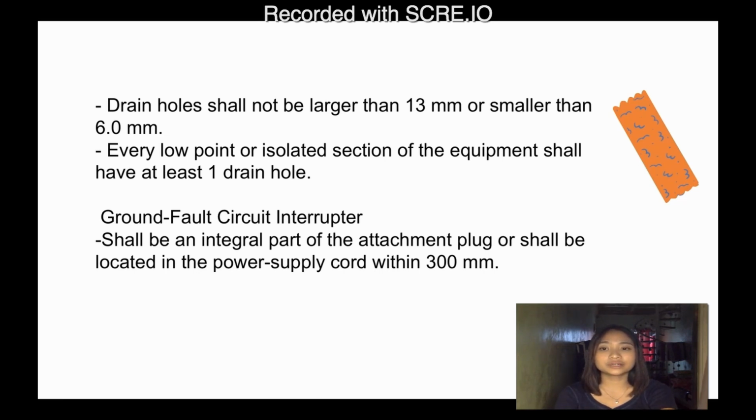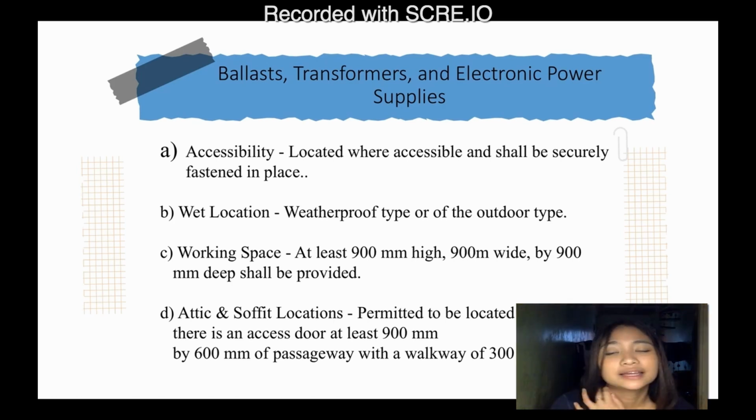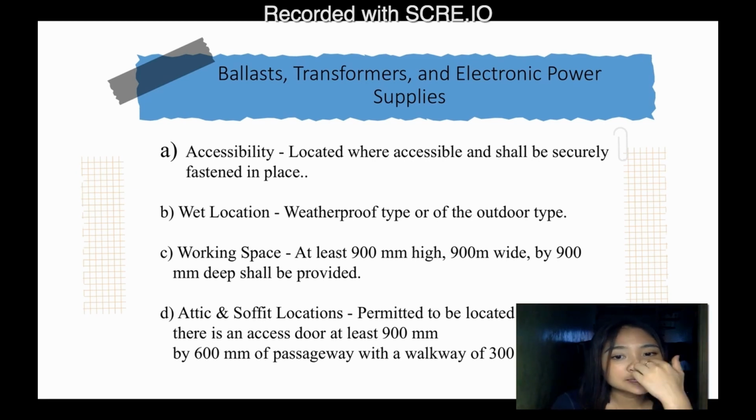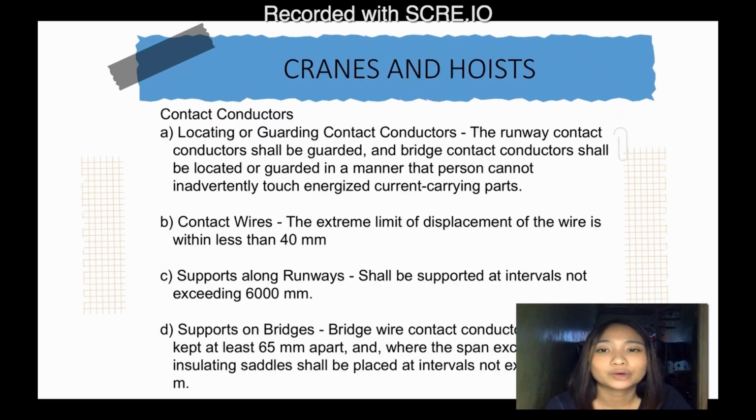A ground fault circuit interrupter shall be an integral part of the attachment plug or shall be located in the power supply cord within 300 mm. So, ballast, transformers and electronic power supplies. Letter A, accessibility: located where accessible, shall be securely fastened in place. Wet location: weatherproof type or the outdoor type. A working space at least 900 mm high, 900 mm wide, by depth shall be provided. Attic and soffit locations are permitted provided there is an exit door at least 900 mm by 600 mm and a passageway with a walkway of 300 mm wide.